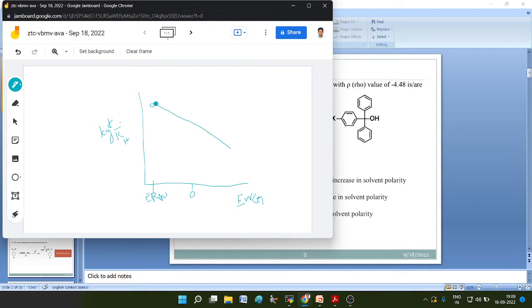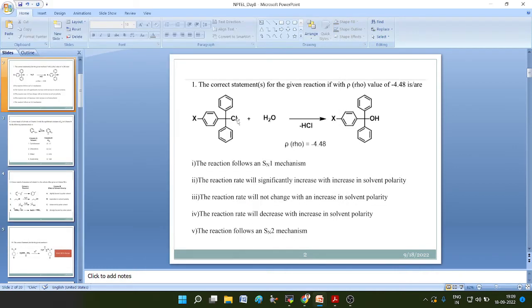Now based on this, the rate is high when there is an electron releasing group, so we can think of X here as the NH2 group. Since the magnitude of the rho value is high though it's negative, we can think of a formation of a very high positive charge, which is delocalized through this benzene ring, and an electron releasing group will stabilize it. So based on this rho value, it follows the formation of a fully developed positive charge. That's why we can think of it as an SN1 type mechanism. So the first statement itself we can say is the correct statement: the reaction follows an SN1 mechanism.